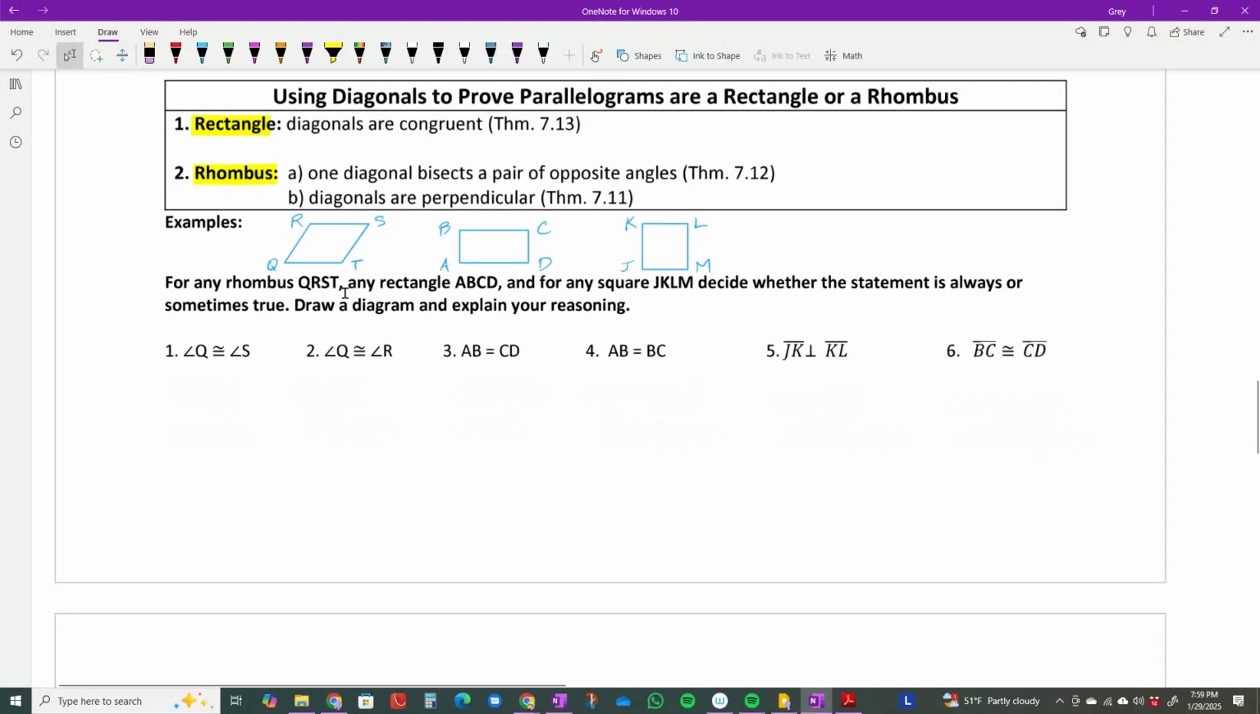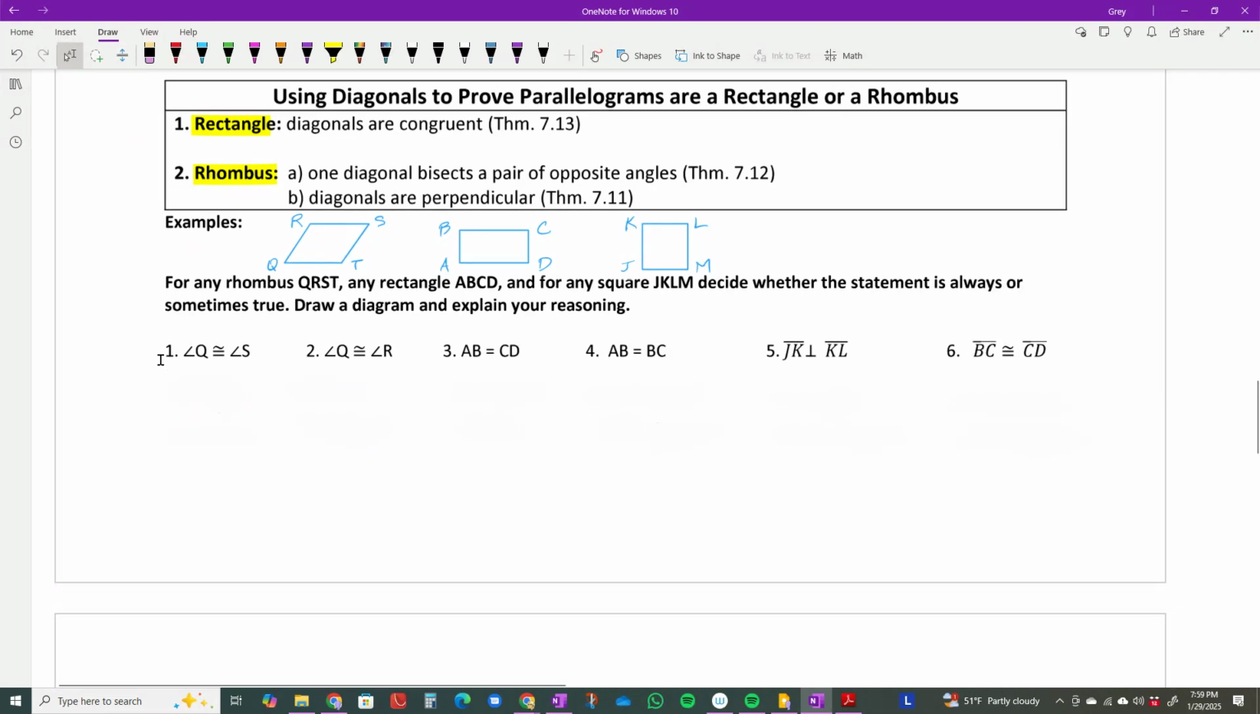I do want to remind y'all that when you name a parallelogram, if you're giving it to you in words like this, you have to do these in consecutive order. We talked about it in 7.1. So you can't go Q, R, S, T. It has to go in order. Doesn't matter where you start. Doesn't matter which way you go, clockwise or counterclockwise. They just have to be in the same order it's written.